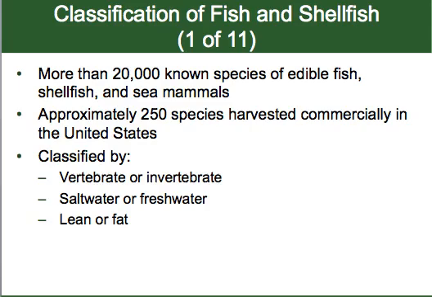There's more than 20,000 known species of edible fish, shellfish, and other sea mammals, but approximately 250 of these species are harvested commercially in the United States. Fish and shellfish can be classified in three ways: vertebrate or invertebrate, saltwater or freshwater, and lean or fat. Please note these aren't either-or categories. For example, a vertebrate could live in saltwater or freshwater and could either be lean or fat. But these are just three main categories of ways to classify fish and shellfish.